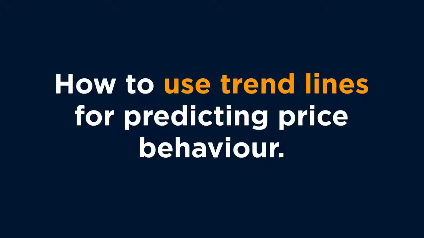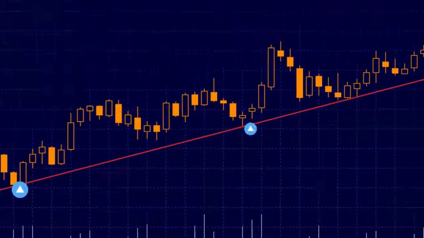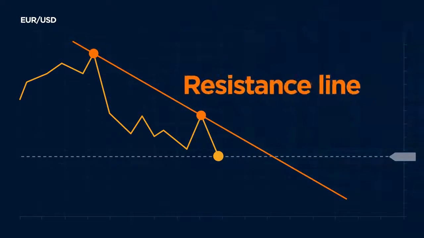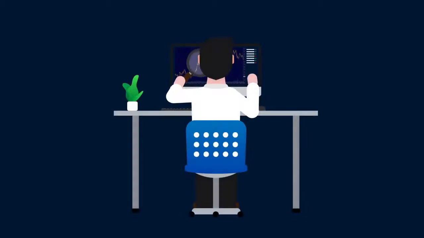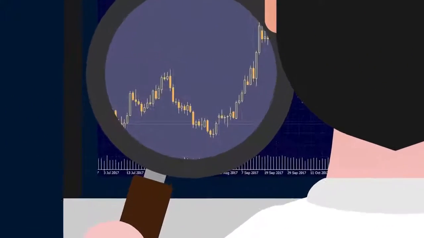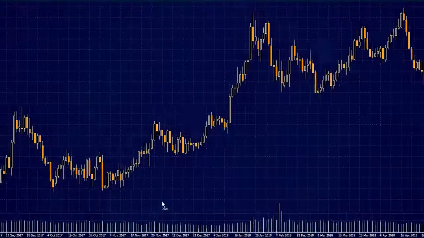How to use trend lines for predicting price behavior. In this lesson, you'll learn how to open an order in the most profitable way, what a trend line is, and how to draw it. Technical analysis. Technical analysis is the analysis of a chart. The trader examines past price behavior to predict its movement in the future.